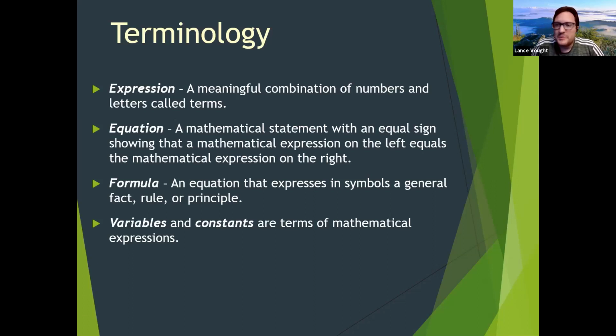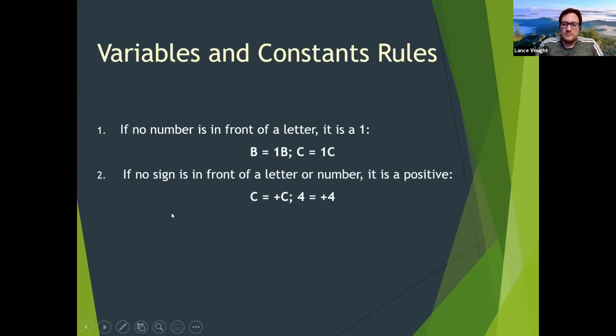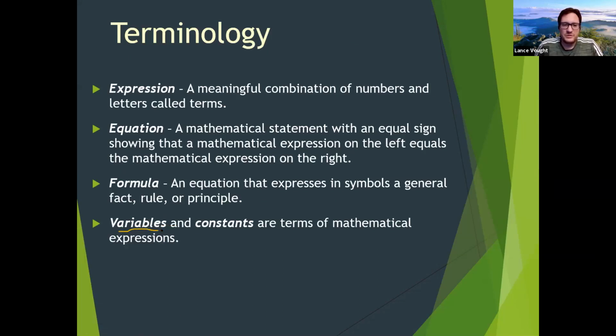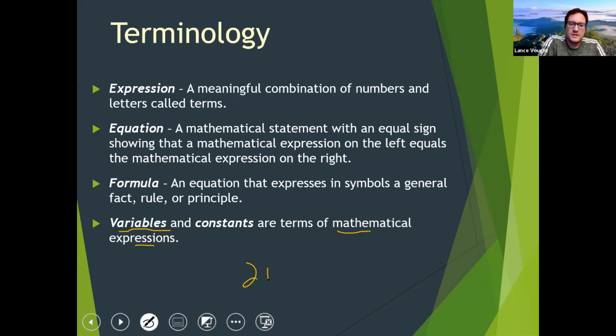So like when you get a formula sheet that has a bunch of expressions on it to solve things, that's what a formula is. And then variables are basically your unknown values. They're the terms in the mathematical expression. So if you have like 21x equals 105, this is an equation because of the equal sign. This is a mathematical expression. This is a mathematical expression. This is a variable.